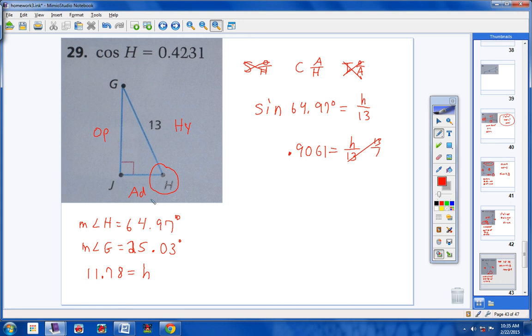And now you're welcome to use Pythagorean's theorem, or you're welcome to use your other trig function of this problem here. I'm going to use my trig function just because I feel like it. So cosine of angle h, which is 64.97, equals adjacent, which is across from angle G, so little g, over hypotenuse, which is 13. Alright? And by the way, these little g's and little h's, you're more than welcome to use. That is going to give you 0.4231.